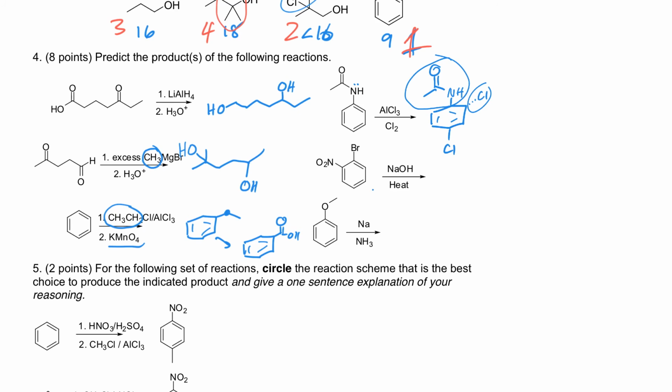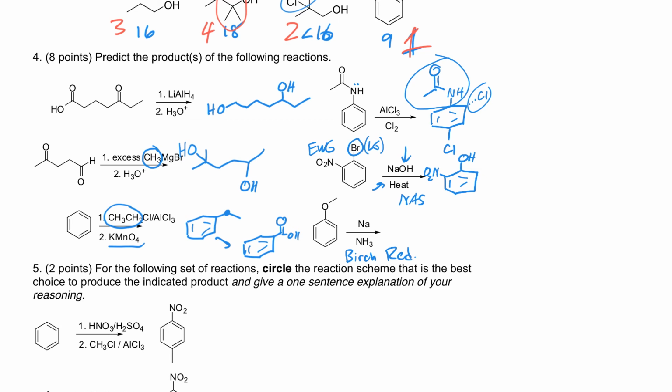This next one is a nucleophilic aromatic substitution. We've got a strong base, strong nucleophile. We've got a good leaving group. And we have a good electron withdrawing group, the NO2. And so we're going to actually nucleophilically substitute the OH for the bromine. And lastly, we've got a Birch reduction.